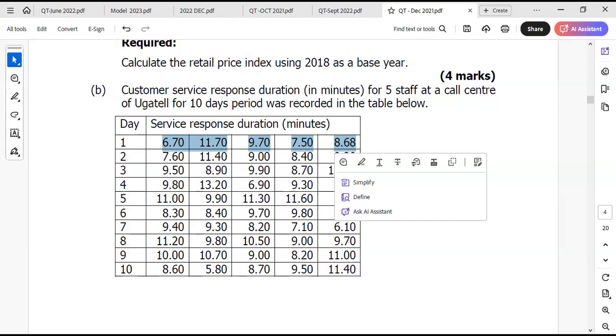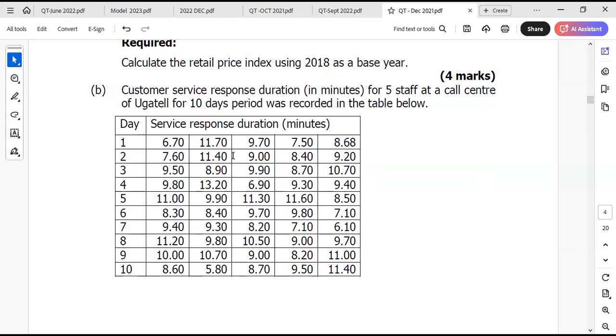Then next you do the same. You do the same for the next. Which screen are you seeing? The one that has the question. Okay, so you still add. You add from here up to here.